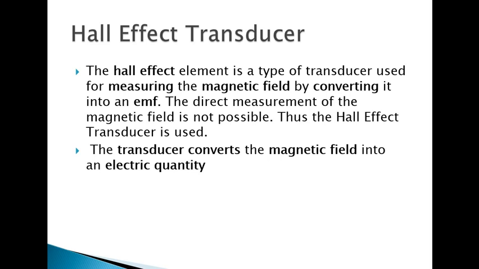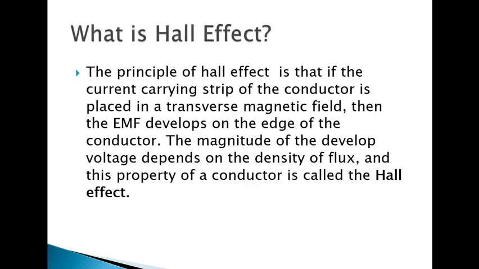How it is converting, we have to see, but before that, let us see what the Hall effect is. The principle of the Hall effect is that if a current carrying strip of a conductor is placed in a transverse magnetic field, then EMF develops on the edges of the conductor. The diagram we will see afterwards. The magnitude of the developed voltage depends on the flux density, and this property of a conductor is called the Hall effect.